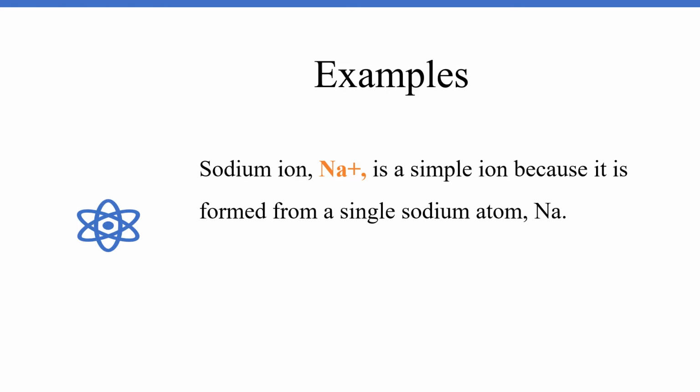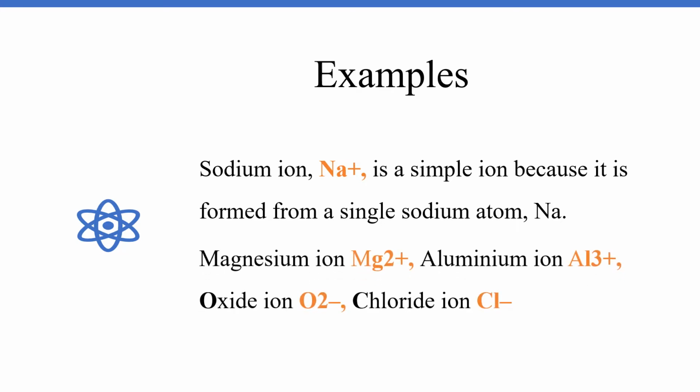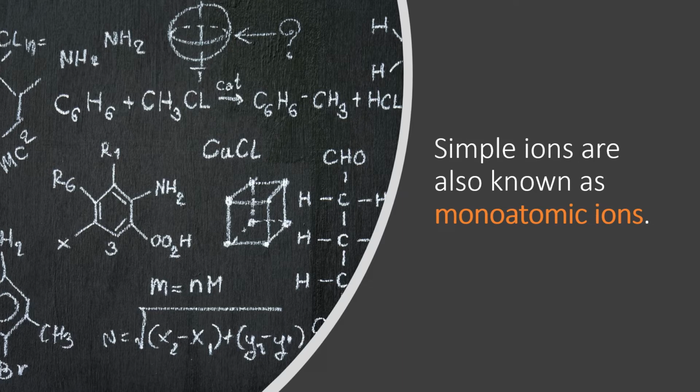Sodium ion is a simple ion because it is formed from a single sodium atom, Na, only. Similarly, there is the magnesium ion, Mg2+, aluminum ion Al3+, oxide ion O2-, and the chloride ion Cl-, etc. All are simple ions only. These simple ions are also known as monoatomic ions.